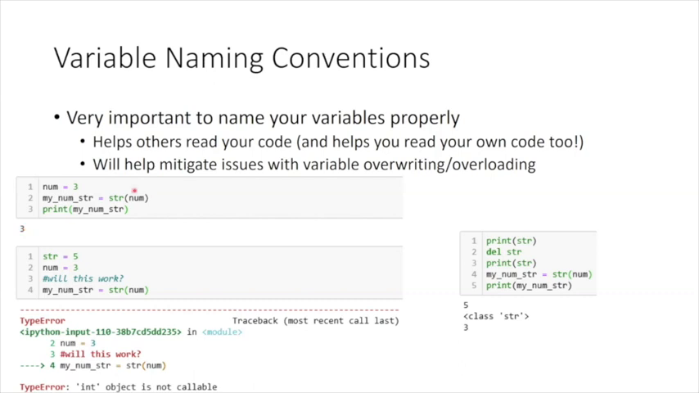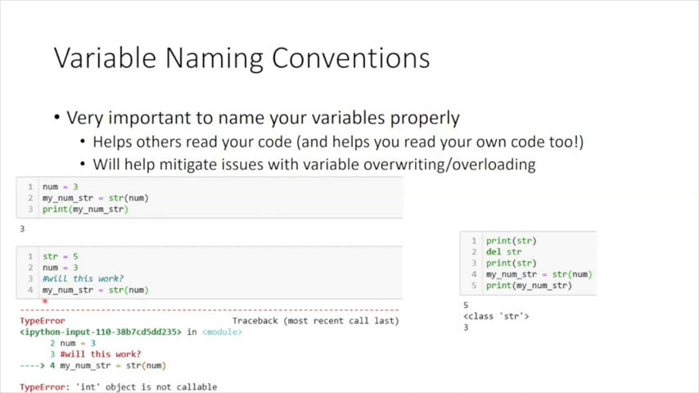The reason why I bring this up is if you accidentally set string equal to a variable or to a number, so let's say string equals 5, num equals 3, and let's try to do the same thing. Let's try to convert num to a string using the built-in string function. It won't work because now string has been redefined as an integer.